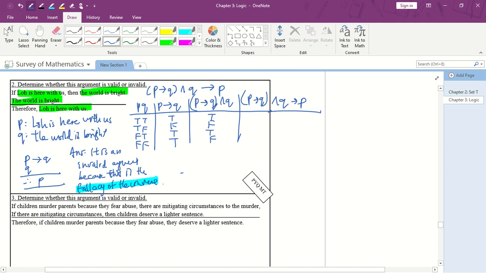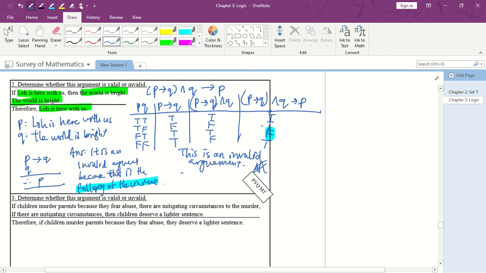And the last one, this Q→P. So, okay, again here. True, true will be true, false, true will become true, true, false will become false, and false, false will become true. And look at here, we have an F here. So which means that this is an invalid argument. This is an invalid argument.